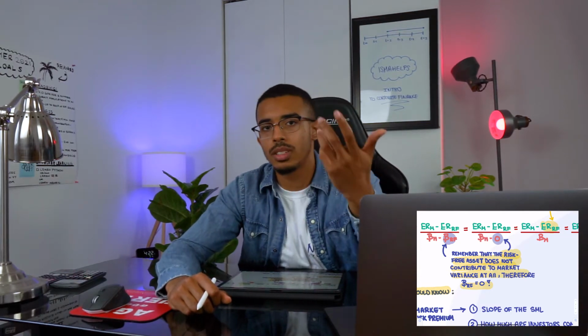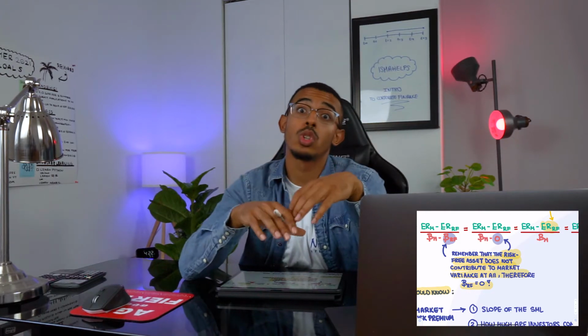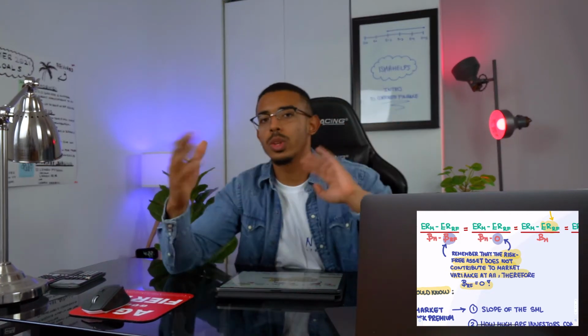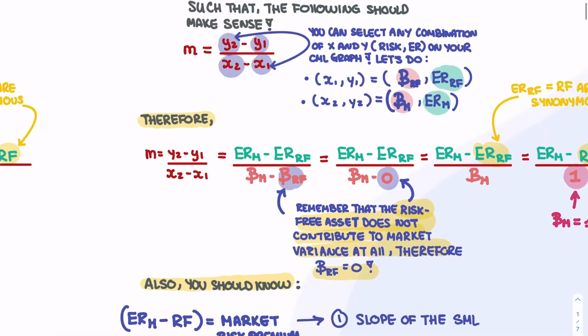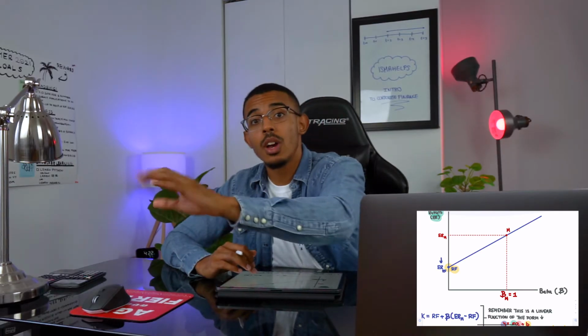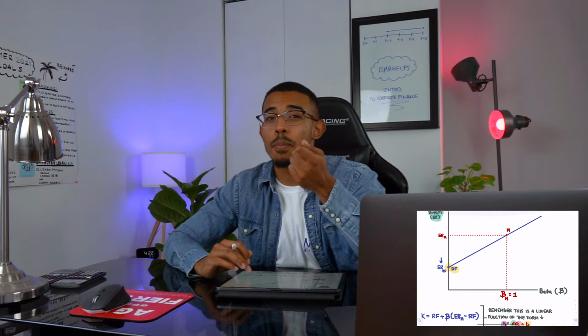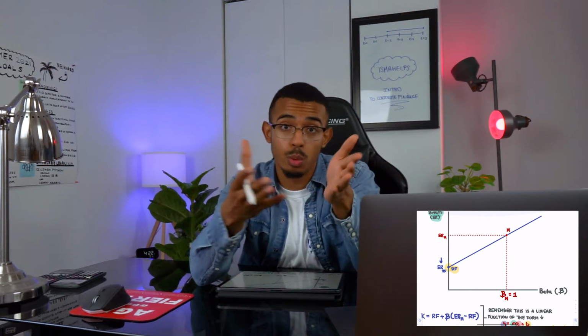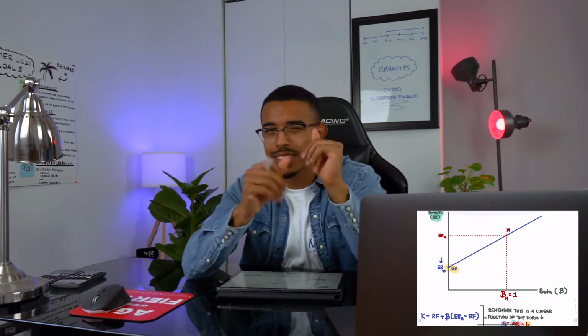To what extent is the variance of a specific position going to contribute to the total variance of the market? It's a really good and neat way to understand what beta is all about. Because we know that the risk-free rate has no contribution to the market variance, it must have a beta of zero. You could run the math and do the proof, and you'll see that that's the case.